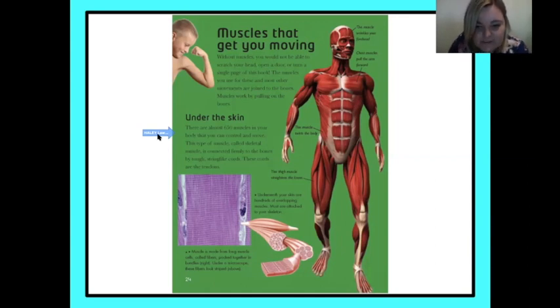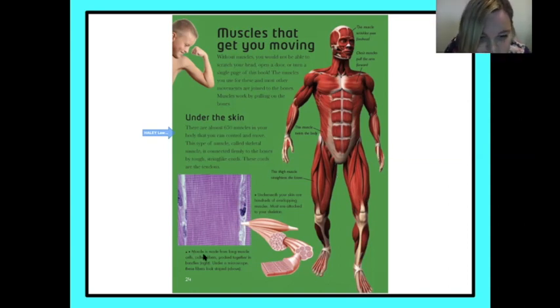So if we look at this picture right here, it says, underneath your skin are hundreds of overlapping muscles. Most are attached to your skeleton. So we can see all these muscles. It says the thigh muscle straightens the knee. This muscle twists the body. Chest muscles pull the arm forward. Ooh, these muscles wrinkle your face, your forehead.